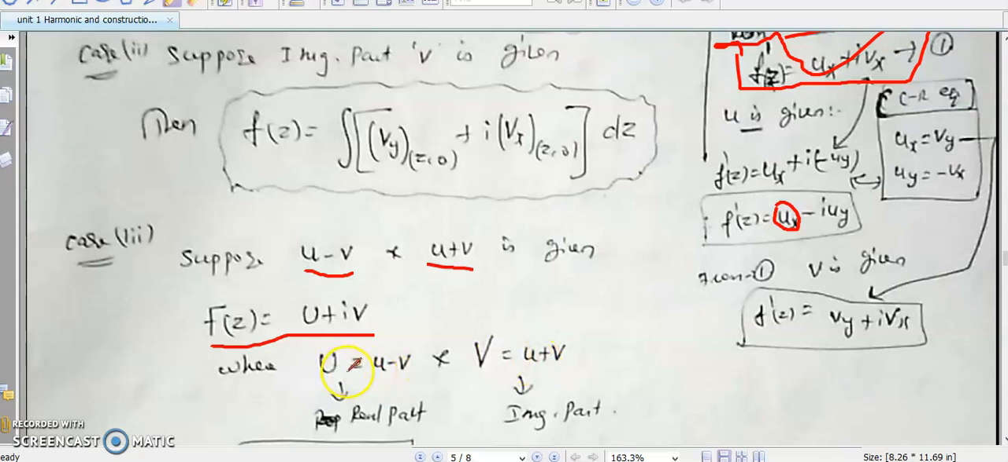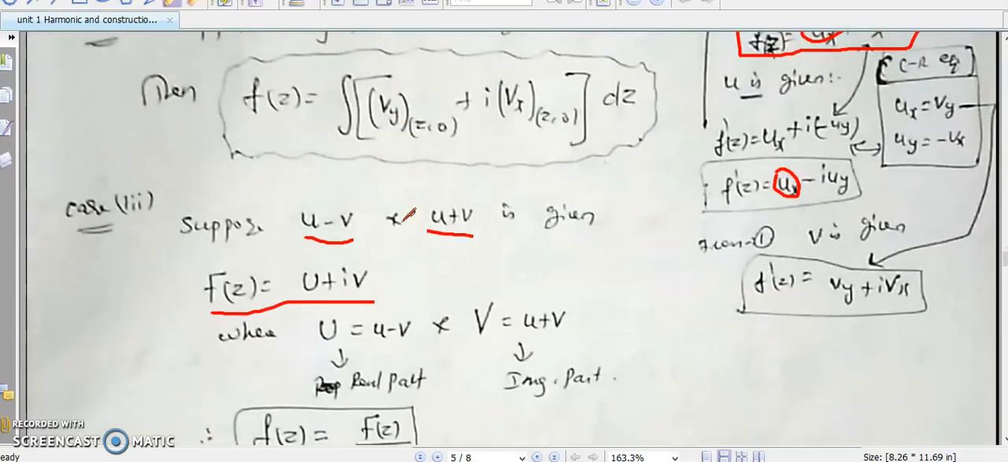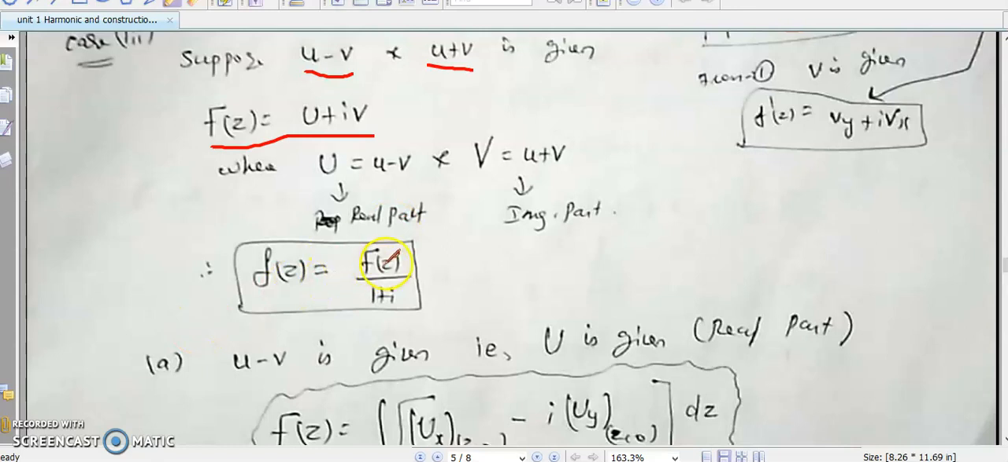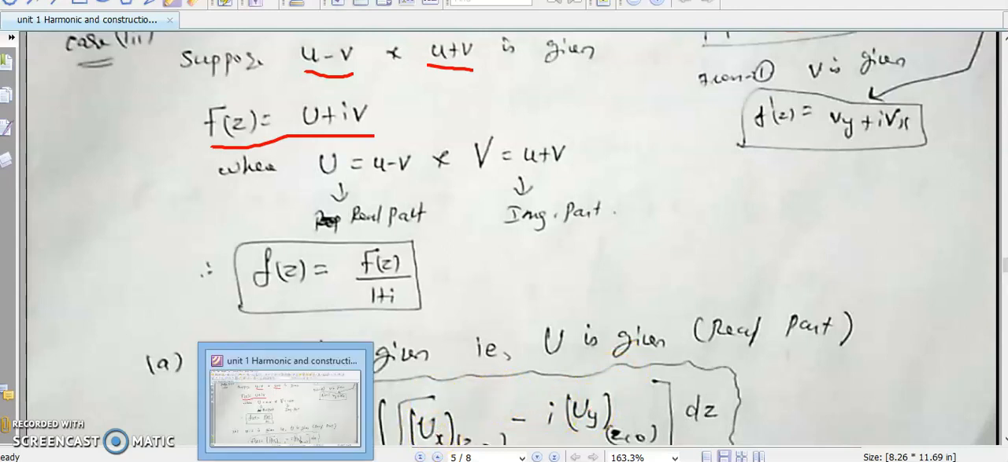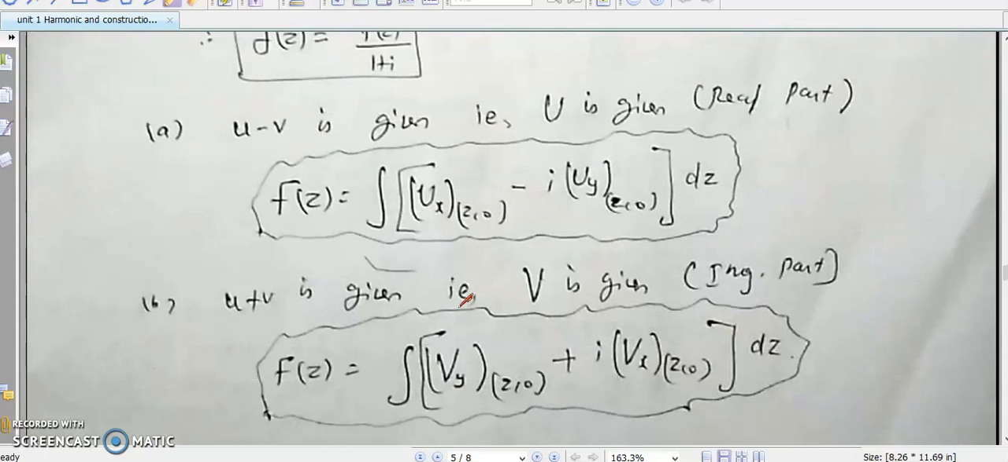So we already know the formula for u, and you can replace it with capital U. This one is capital F of z. Next we can find small f of z using the formula: small f of z equal to capital F of z divided by 1 plus i. So only for case number 3, using these two formulas is compulsory. This is the same as the previous formula, but we replace u by capital U, and small f by capital F. Therefore small f of z equal to capital F of z divided by 1 plus i. This is the formula here. We can write the remaining things as they are.